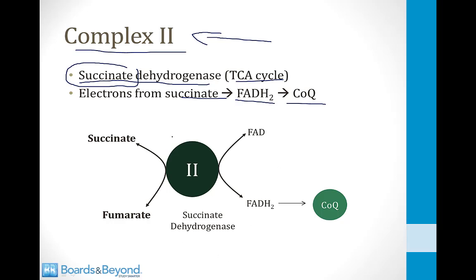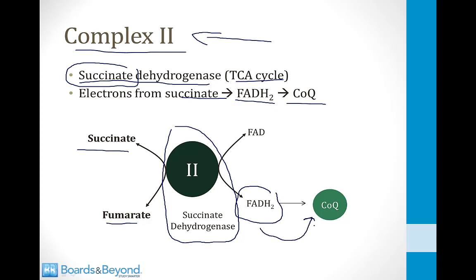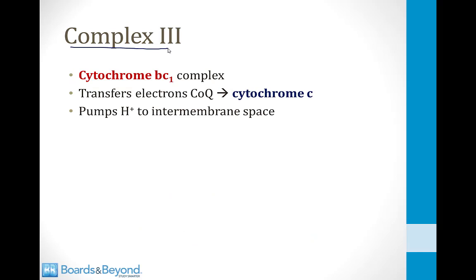If you look at this picture on the screen here, this is complex 2 or succinate dehydrogenase. They're both the same thing. It will convert succinate to fumarate, and in doing so, it will generate a molecule of FADH2 and then immediately pass those electrons on to coenzyme Q. And as I told you before, coenzyme Q goes on to deliver those electrons to complex 3. Complex 3 has another name, just like everything else.